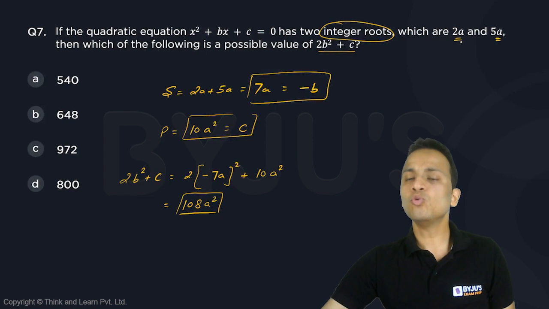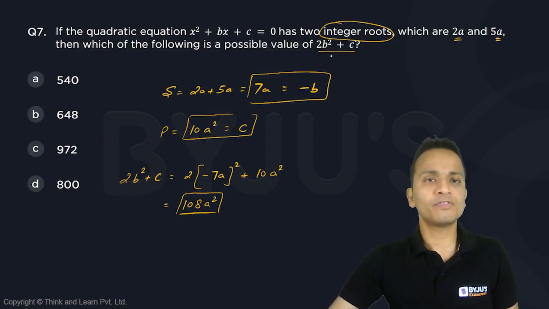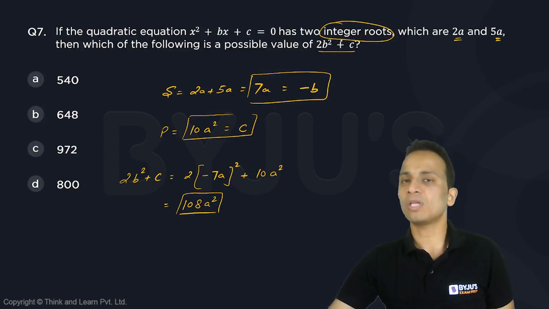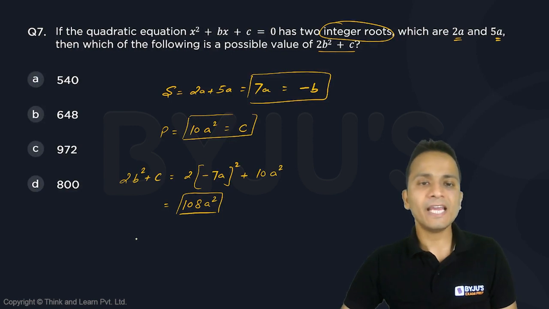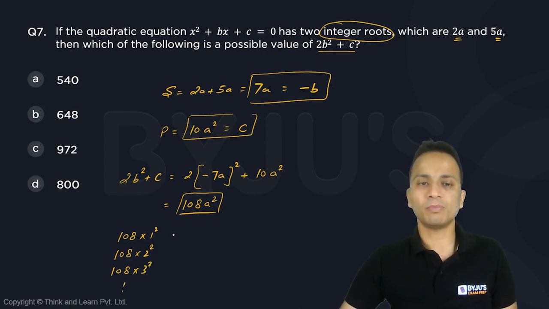Now since 2a and 5a are the roots of this quadratic equation and they both are integers, the value of a will be an integer. So the value of 108a square can be either 108 multiplied by 1 square, or 108 multiplied by 2 square, 108 multiplied by 3 square, and so on. So these can be the possible values.